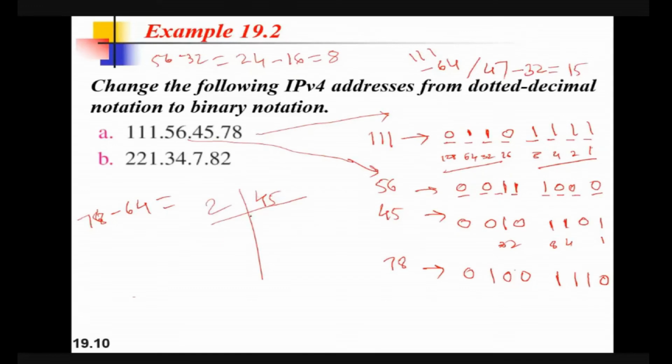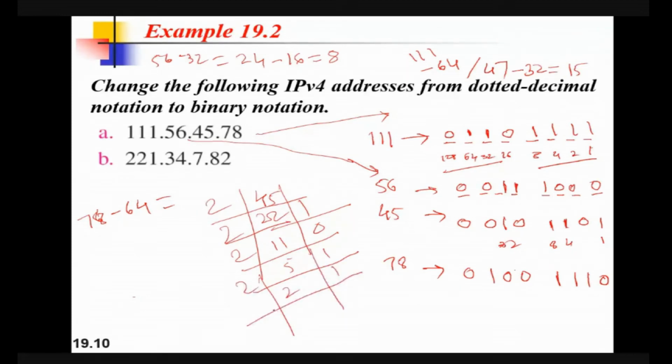Divide by 2. So 22 times 2 is 44, and the remainder will be 1. Then again divide by 2. It will be 11, remainder 0. Again divide by 2, remainder 1. Again divide by 2, remainder is 1. Again divide by 2, remainder is 0. And write the number in reverse order. You write this number in the reverse order like this.